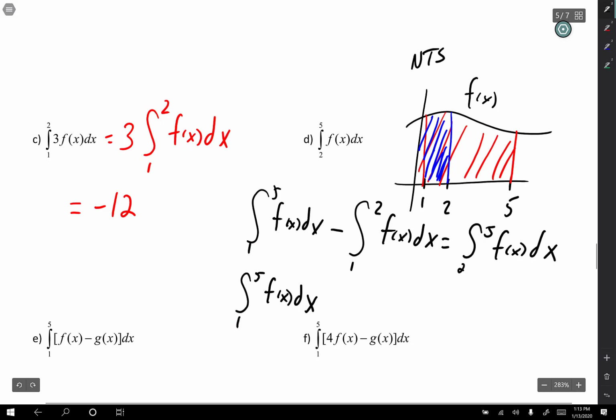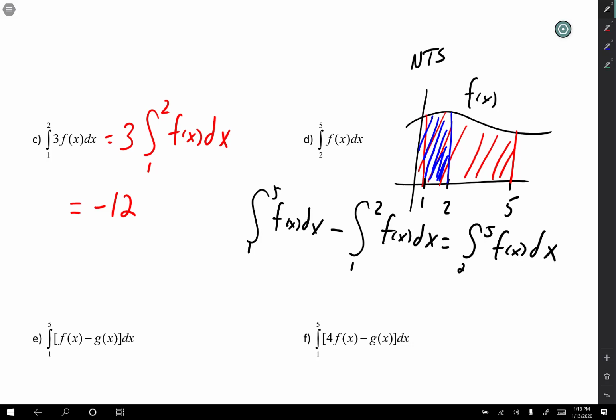Okay. All right, let's start again, guys, because I feel like I messed you up. Let me start again from the very beginning. All right. I want the red. Can you guys see the red? And I want to subtract the blue. When I subtract the blue, that will give me the area from 2 to 5, which is what I want. Does that make sense?